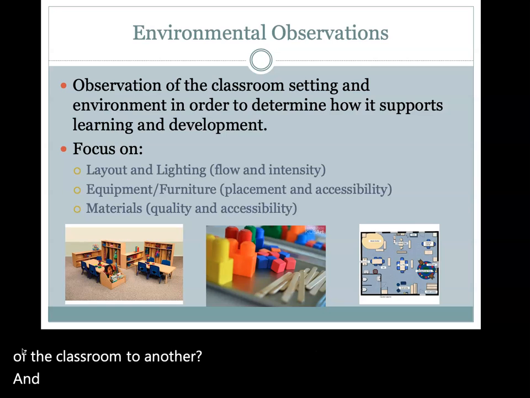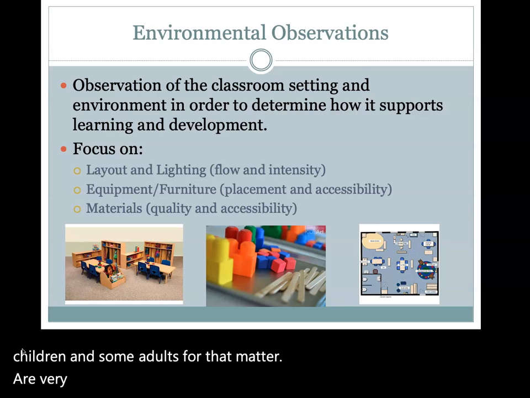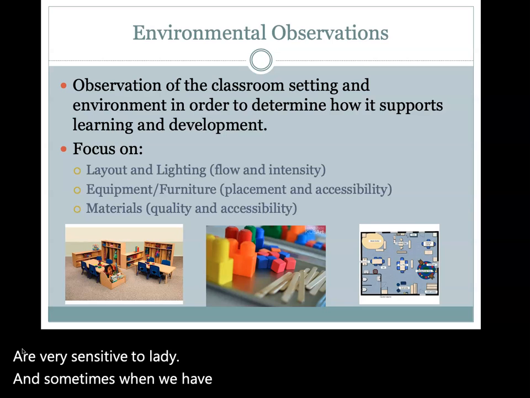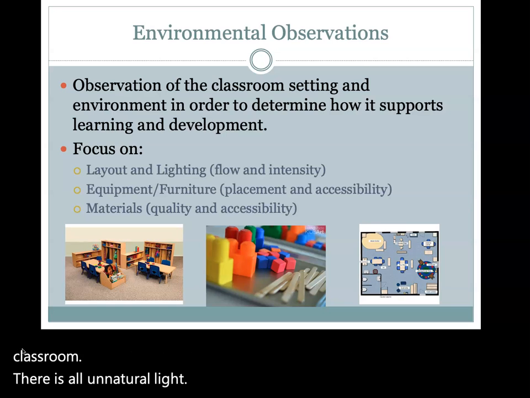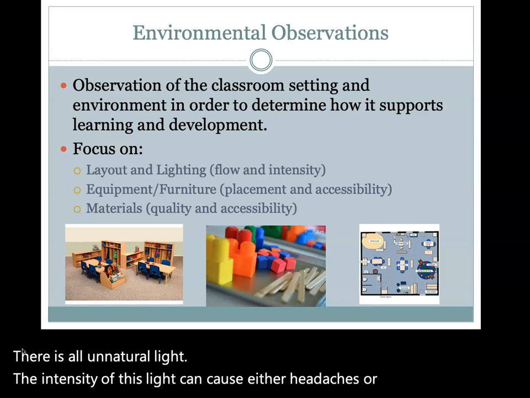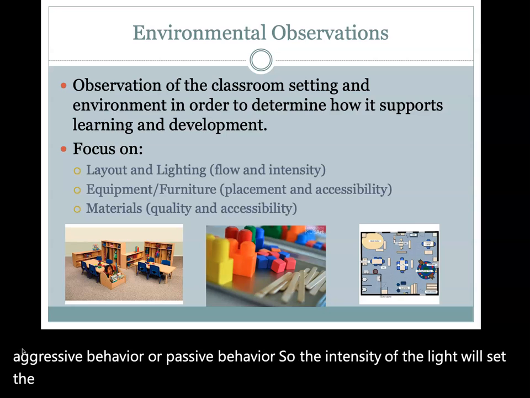And the lighting, we're looking at the intensity of the lighting. So some children and some adults, for that matter, are very sensitive to lighting. And sometimes when we have either fluorescent light or LED light in the classroom that is all unnatural light, the intensity of this light can cause either headaches or could stimulate aggressive behavior or passive behavior. So the intensity of the light will set the mood or the tone for some of the interactions. So it's important to look at this.